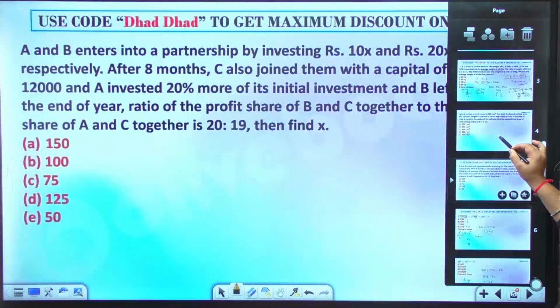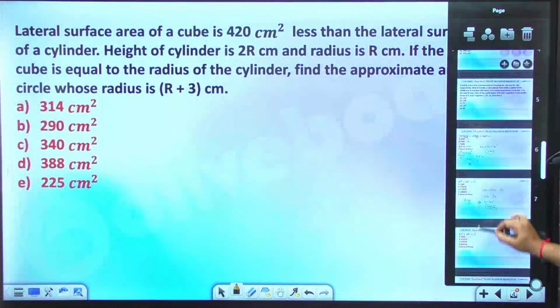And these are some variable based questions. We have done some 5 to 6 variable based questions apart from this.